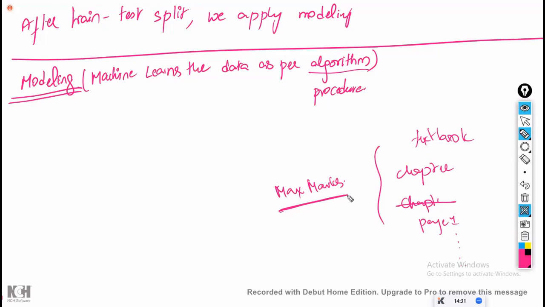This is as per the student. Similarly, the machine is the same. In machine learning also, do whatever algorithm you want. My ultimate goal is, give me the maximum accuracy. Apply whatever algorithm you want, apply this one, apply that one.